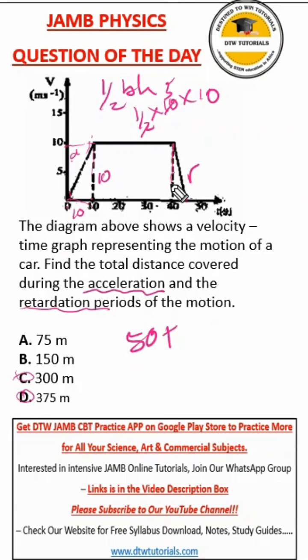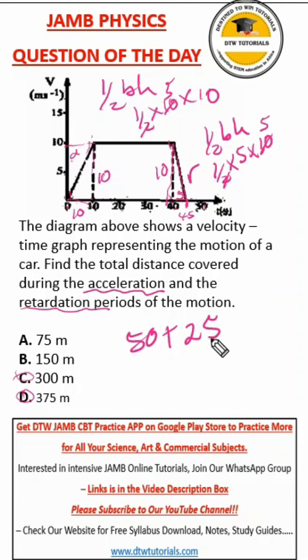Now this is the second triangle for retardation. We still use half base times height, area of a triangle. Now what is the base here? If you can see, this line stops here, so it's in the middle of 40 and 50. So this will be 45. So the distance from 40 to 45 is 5. And the height still remains the same, from here to here, which is 10. So we have half times our base, which is 5, times our height, 10. 2 would cancel 10 to give us 5. 5 times 5 is 25, right? So we add 25. So 50 plus 25 gives us 75 meters. So our answer here is A.